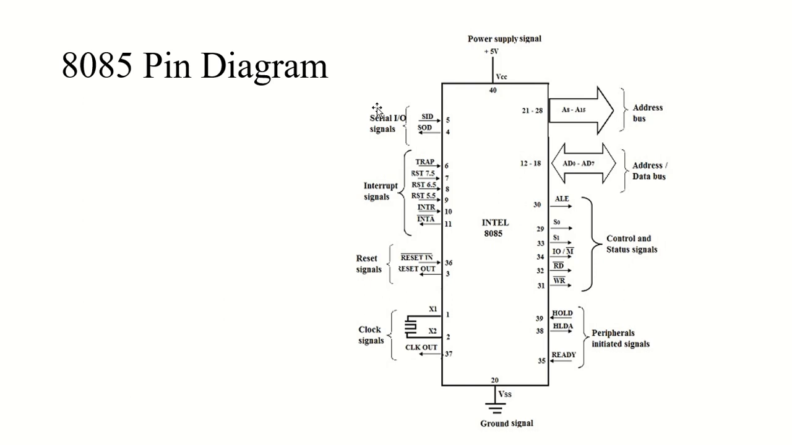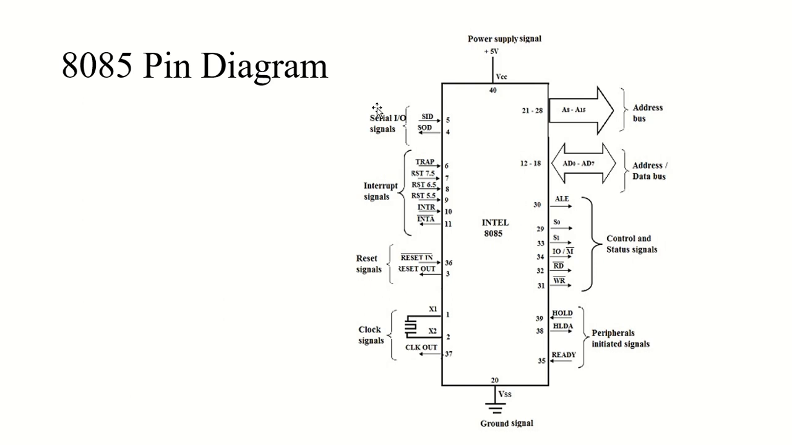Then we have the serial output data or SOD pin. It is also an active high serial output port pin used to transfer serial 1 bit data under software control. And when the SIM instruction is executed, the serial output data pin is set or reset depending on the D7 and D6 bits of the accumulator.